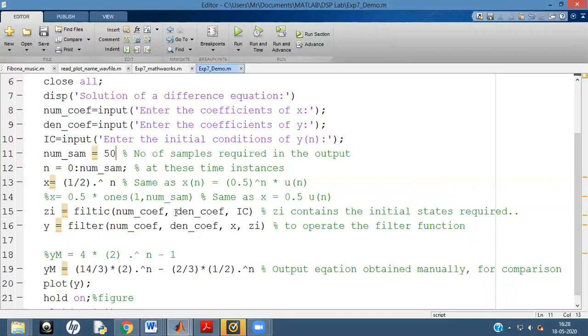So this is our reference for you to conduct this experiment on MATLAB, and you can write the record of this one, and maybe take some other difference equation, try solving it, give the same as an input to this program, and compare the results.